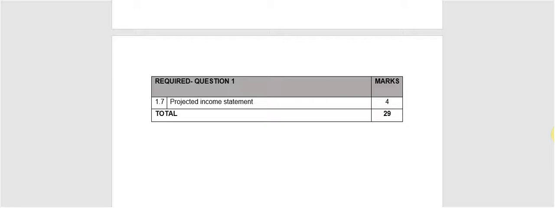The total of this question was 29 marks. It was quite a hefty question, 29 out of 100 marks. So if you did well in this question, you probably would have been well on your way to passing this paper.